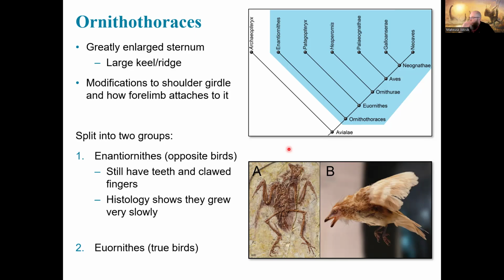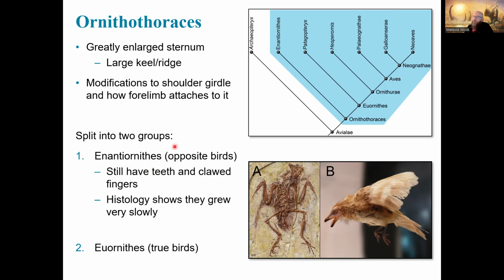The other things that they do is that they modify their shoulder girdle and how the forelimb begins to attach to it, because we're starting to get to the point of a pre-adaptation of experimenting with some aspects of flight here. Not necessarily powered flight just yet, but we're getting to that. So we split these into two groups.